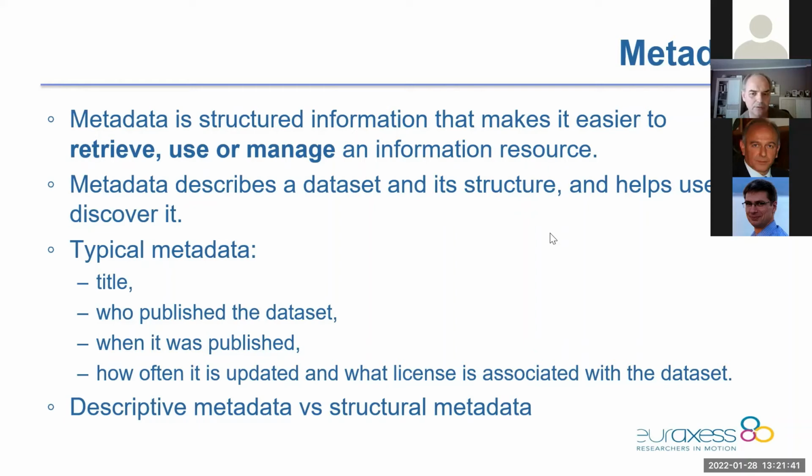Information usually includes some basic elements such as title, who published the data set, when it was published, how often it is updated, and what license is associated with the data set, and so on. All these data are classed as descriptive metadata, as opposed to structural metadata. Structural metadata describes, for example, information of page layout or something like that.